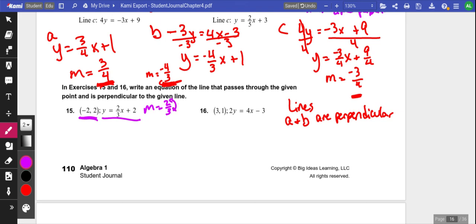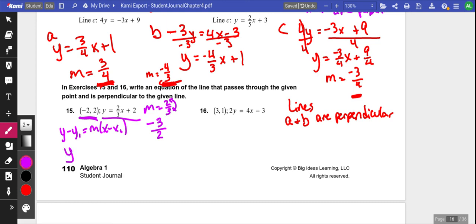I've got to flip it. So now it's going to be 3/2. And since my original is positive, it's got to be -3/2. Negative reciprocal, I'm always flipping that sign. So point slope form, that's y minus y1 equal to m times x minus x1. So I've got to plug in for this point. I've got to plug in my slope.